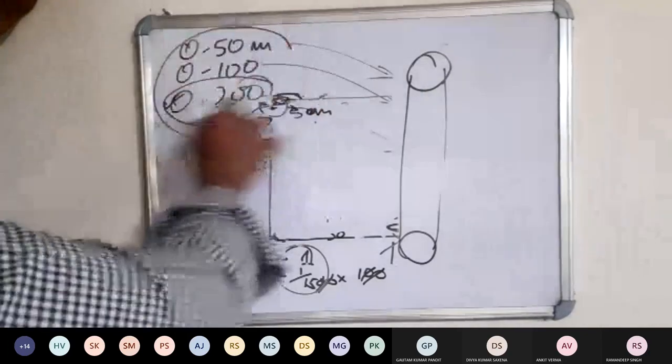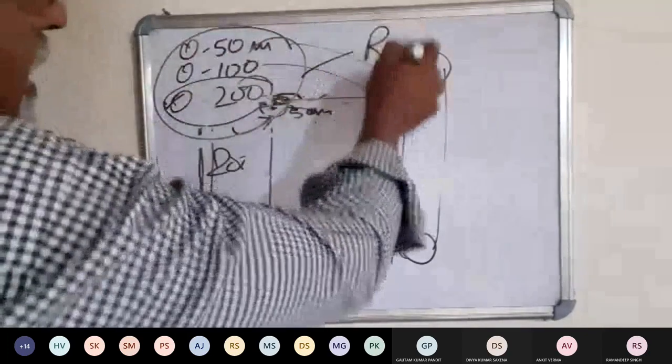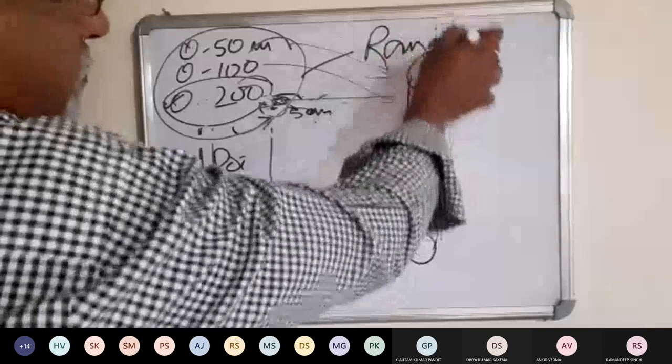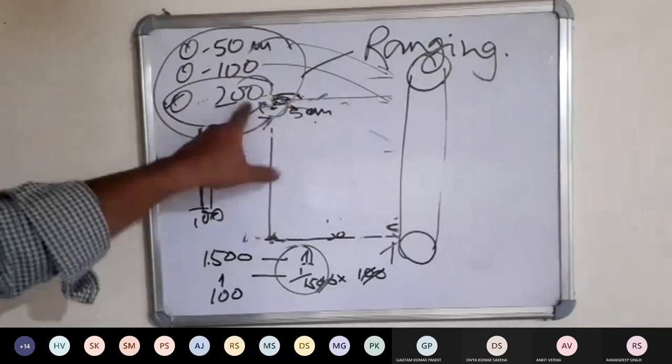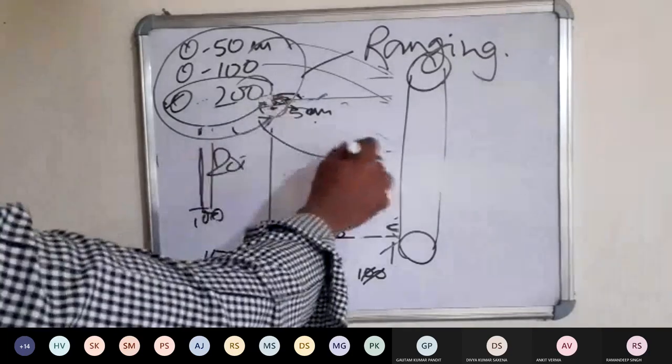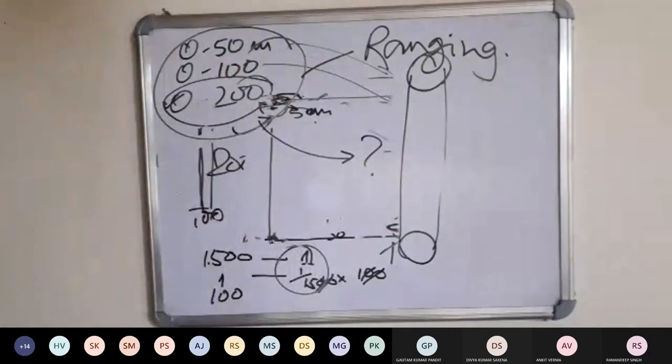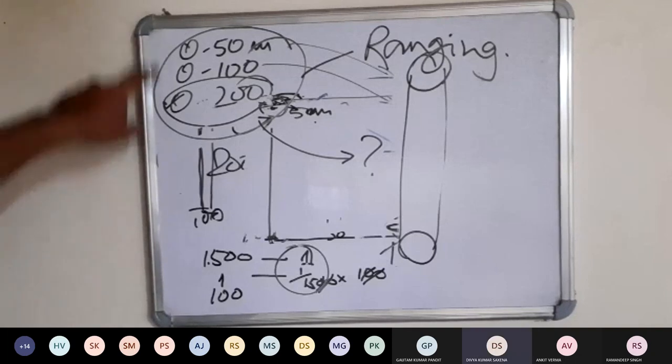So this one is ranging, normal ranging in case of the echo sounder. And there is an associated problem. What problem can you identify with ranging? What is the problem in this ranging?